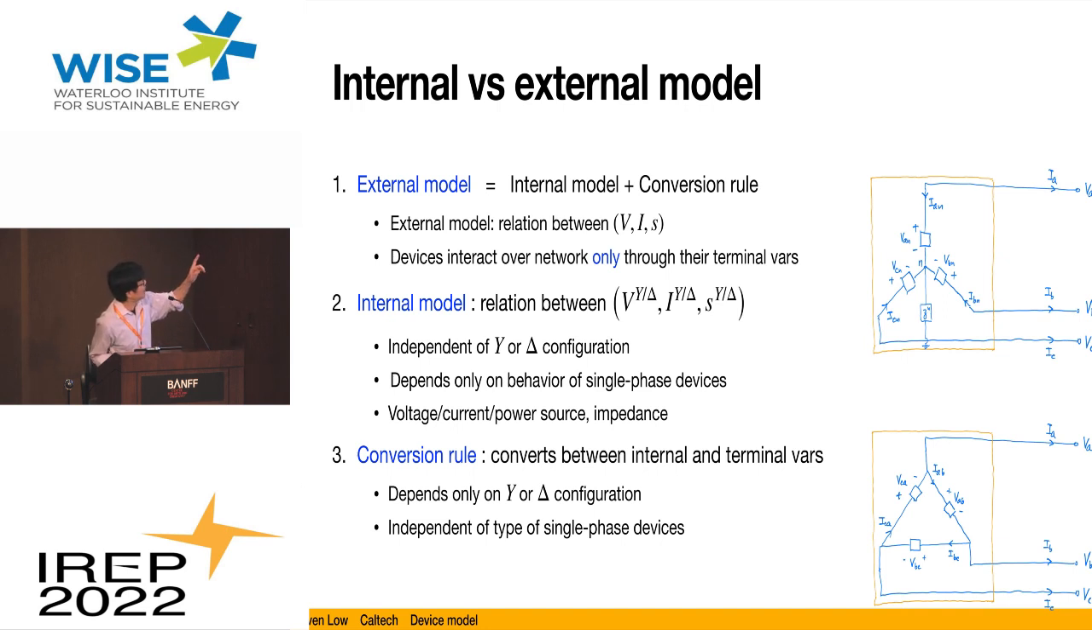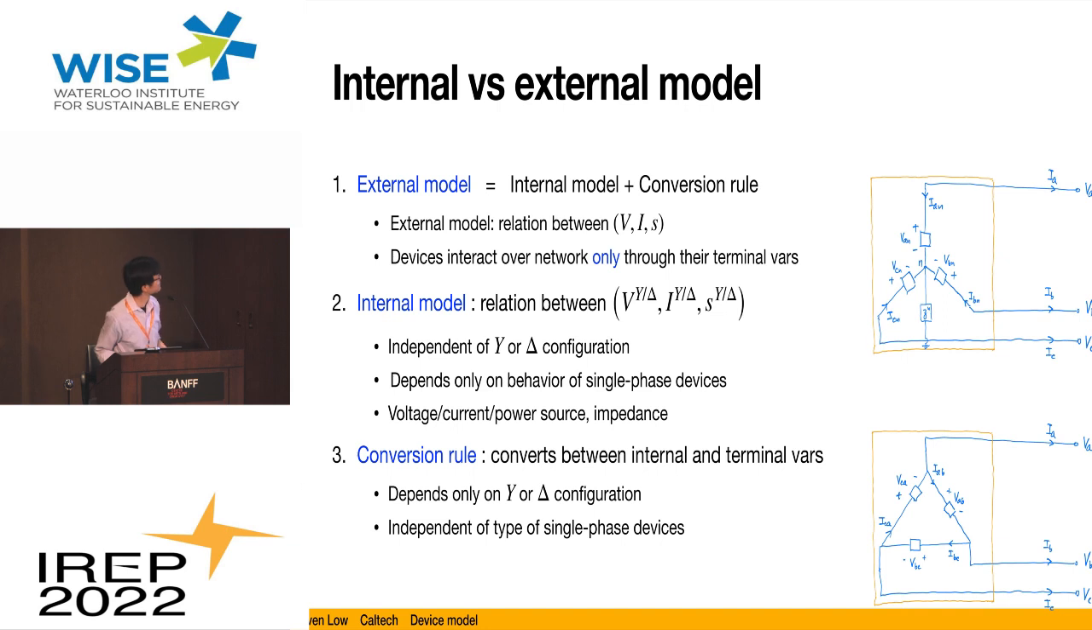And therefore, it depends on 2 things. The internal model, which is simply a relationship between the internal variables. So the voltage for the Y configuration or voltage for the delta configuration, which, again, is simply the voltage across each single-phase device, independent of the configuration. Okay? So they are independent of the configuration. It depends only on the behavior of the device, where I consider 4 types of devices: voltage source, current source, power source, and impedance.